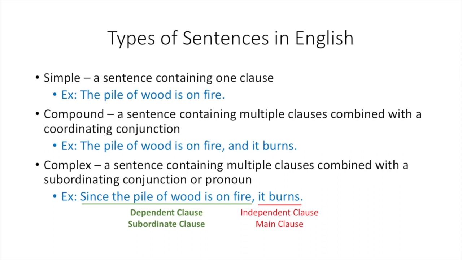It burns can still be a complete sentence. However, that conjunction, since, makes its clause dependent or subordinate. It cannot stand on its own anymore. Since the pile of wood is on fire, we want to know more. It's not a complete sentence. So we're lacking information. That's why it's dependent or subordinate. A relative clause is a type of complex sentence. So let's look more closely at those.